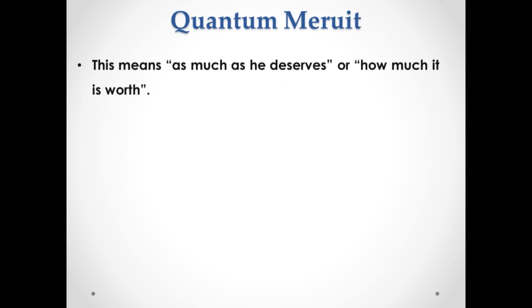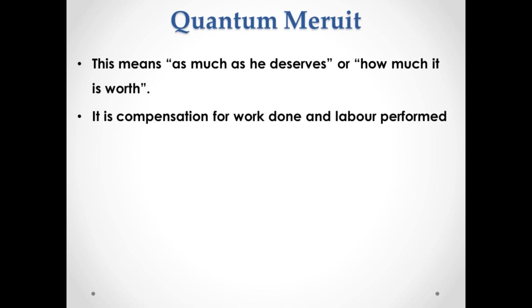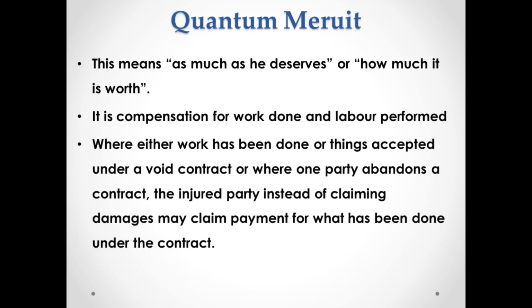And let us look at our last remedy, quantum meruit, which means as much as he deserves, or how much it is worth. In this case, compensation is given for work done and labor performed only. Where either work has been done or things accepted under a void contract, or when a party in a contract abandons a contract, the injured party, instead of claiming damages, may claim payment for what he has been doing or what he has done in the contract.